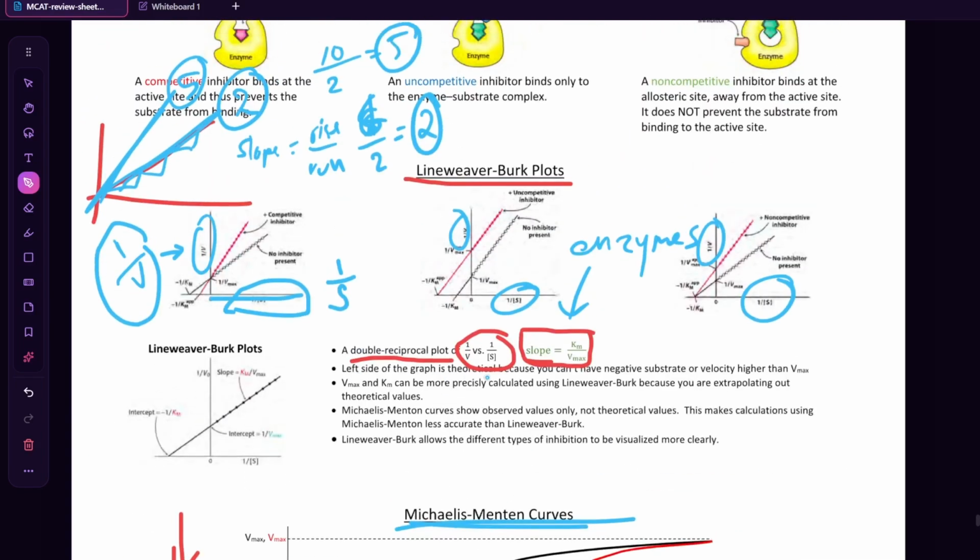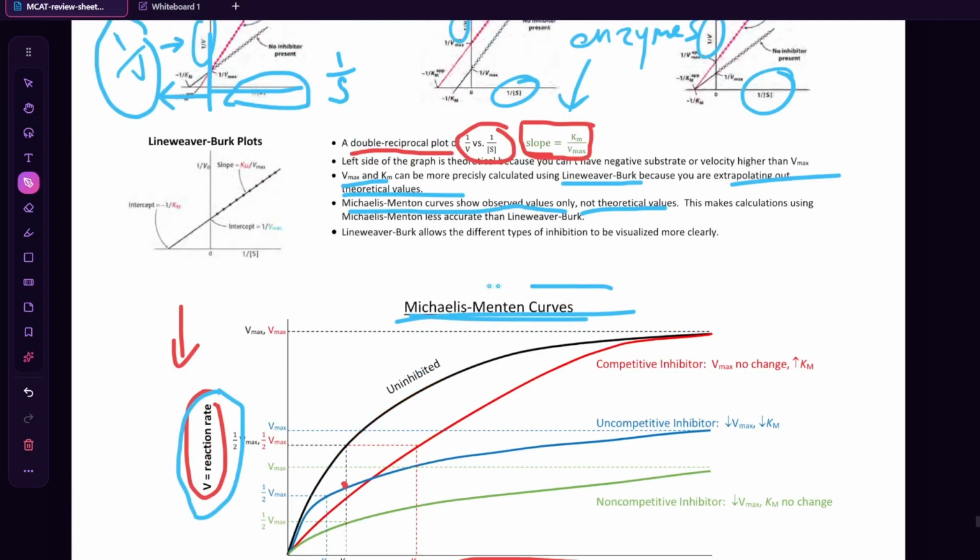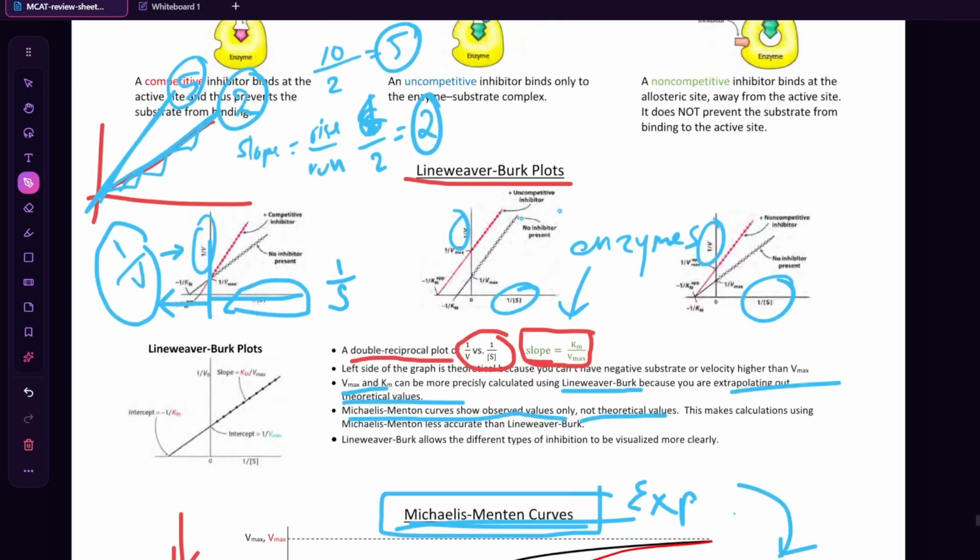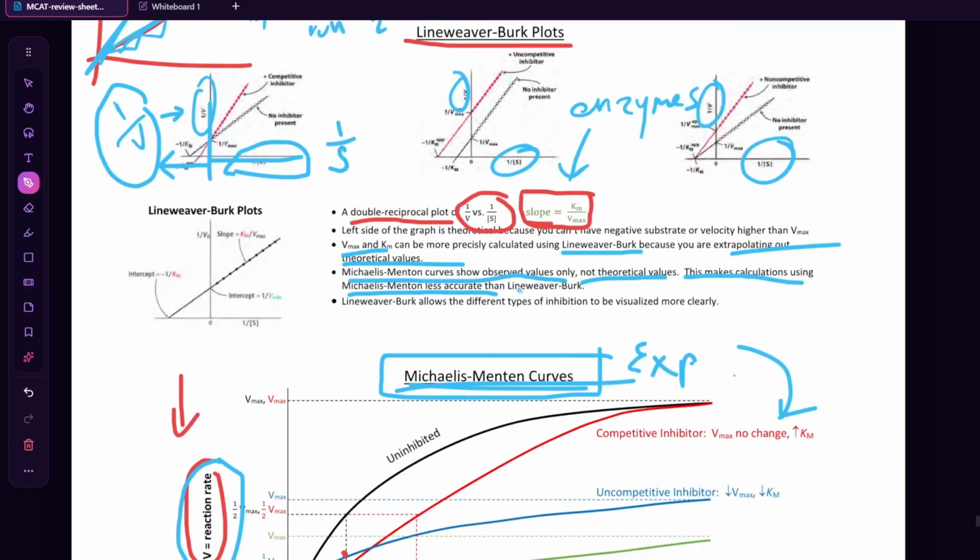Okay, and now the left side of the graph is theoretical because you can't have negative substrate or velocity higher than Vmax. Vmax and Km can more precisely be calculated using a Lineweaver-Burk because you're extrapolating out of theoretical values. Michaelis-Menten curves show observed values only, not theoretical values. So what it means is Michaelis-Menten had an experiment, and that's where he gets these curves from. These are all theoretical, meaning you can calculate it out. This makes calculations using the Michaelis-Menten curve less accurate than Lineweaver-Burk.